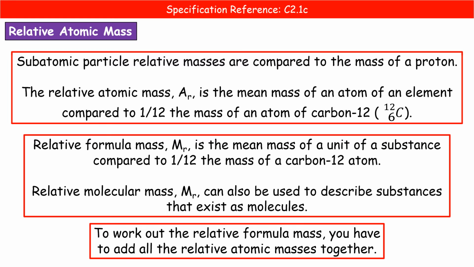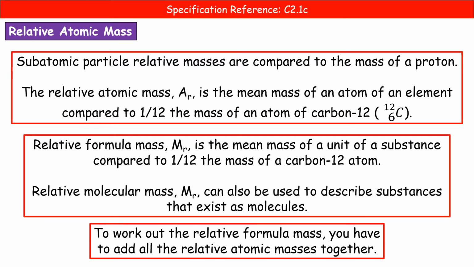Now, in order to actually work this out, all you've got to do is add up. When you are given a question that says work out the relative formula mass, or you're needed to work out the relative formula mass for another calculation, then you need to first of all use your periodic table to look up the relative atomic masses, assuming they haven't given you them in the question, and then you just add them up.